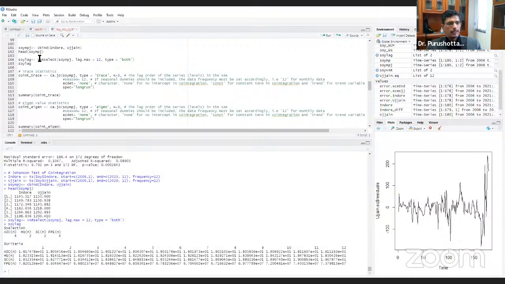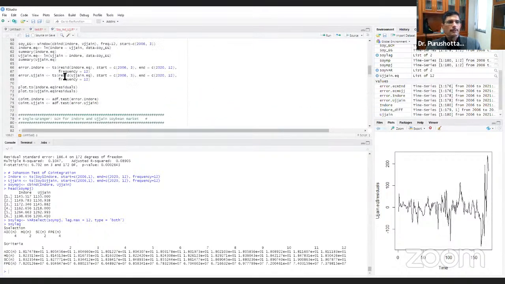The lags we have discussed earlier, 4 lags are there, so n-1 lag we are going to put in. This is the trace statistics and eigenvalue statistics for Johansen, as we have discussed in the presentation. So the cointegration trace we are going to name, and the function is ca.jo.